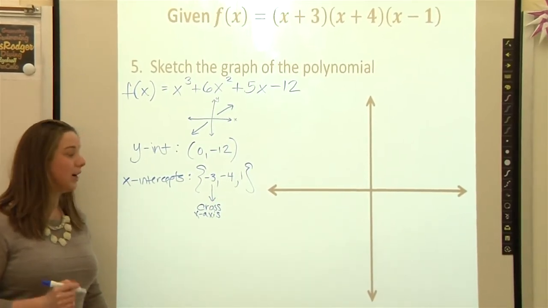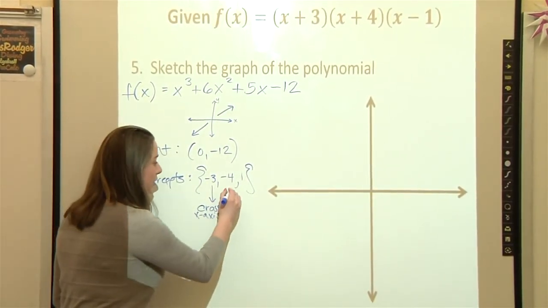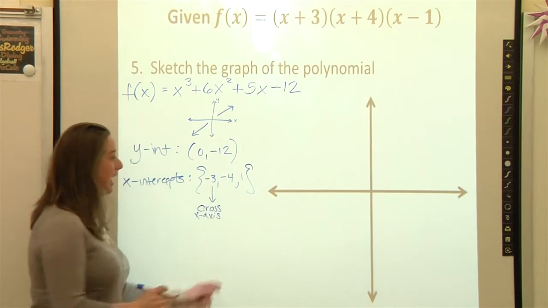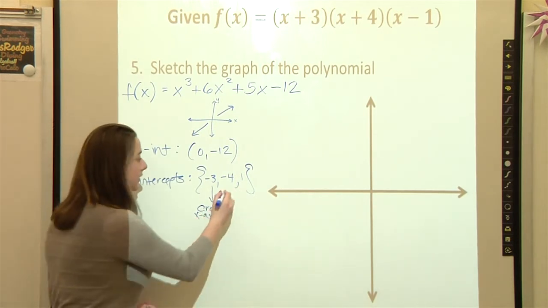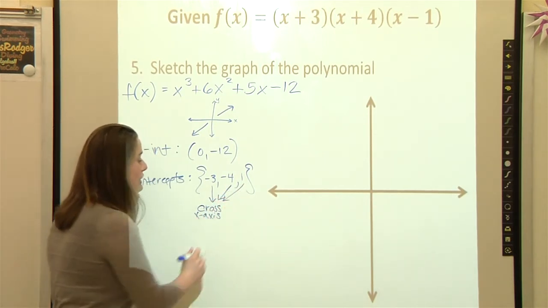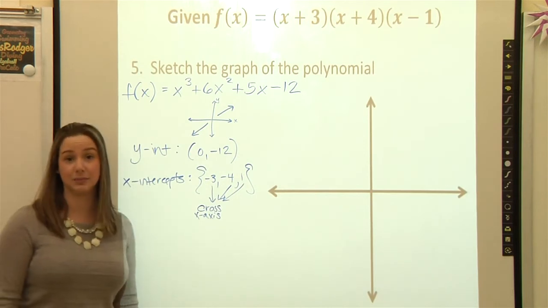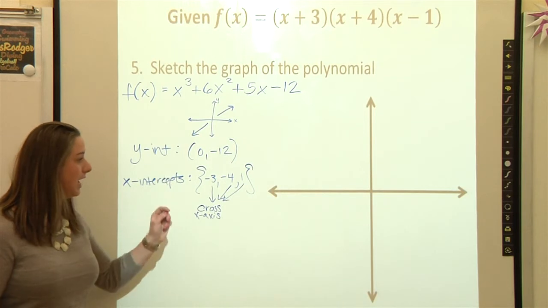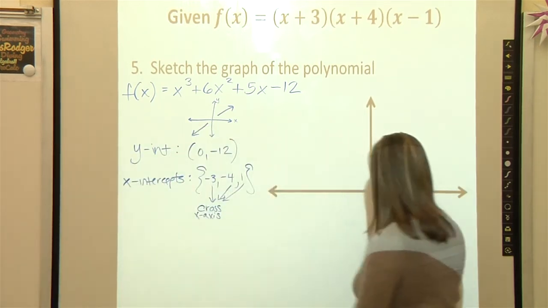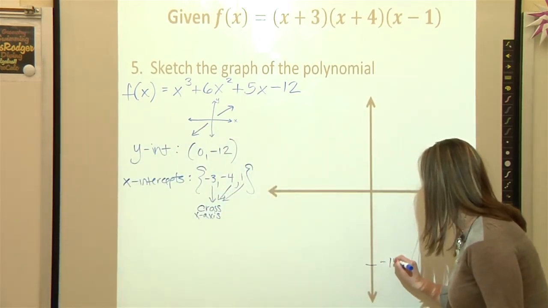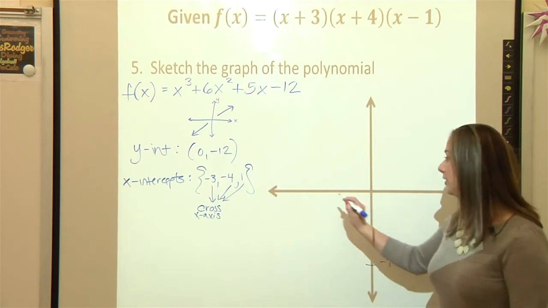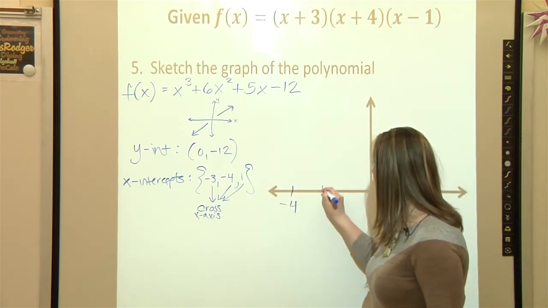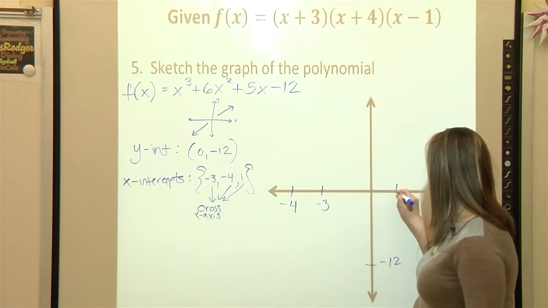For -4, again, it's showing up once, so this is going to cross. And same for 1. So all of these are going to cross the x-axis at that specific 0. So let's start to map this out. We have a y-intercept of negative 12, so why don't we plot that? We have zeros at negative 4, negative 3, and at 1.